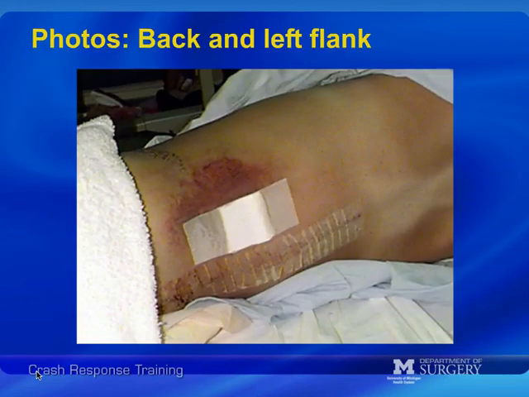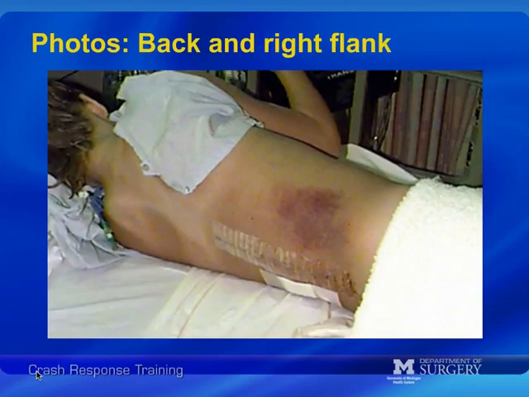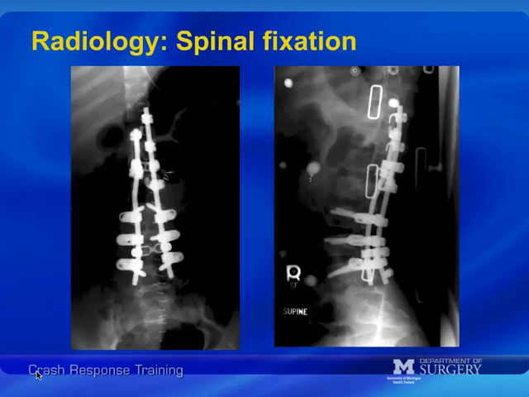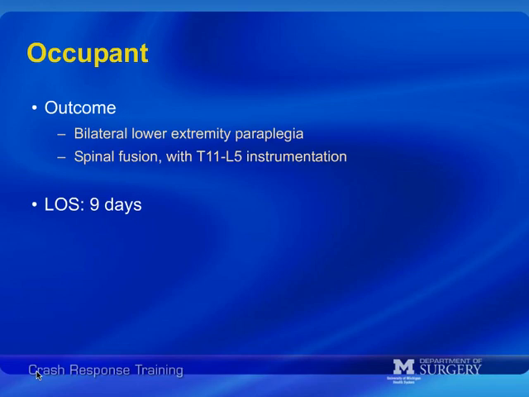This is another photo of her back and left flank. Again, she's got that incision for her spinal fusion and that lap belt right up over the iliac crest. Another photo from the right flank. And what you're seeing here are the images after her spinal fusion. So the outcome for this patient, she has bilateral lower extremity paraplegia. She did have to undergo spinal fusion with T11 through L5 instrumentation, and she was only in the hospital for 9 days before she went to a rehab facility.